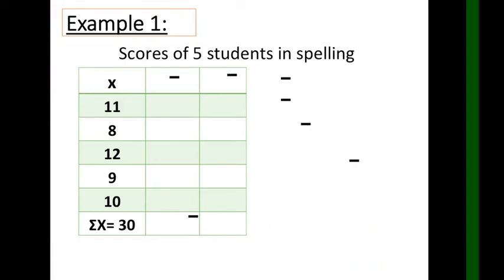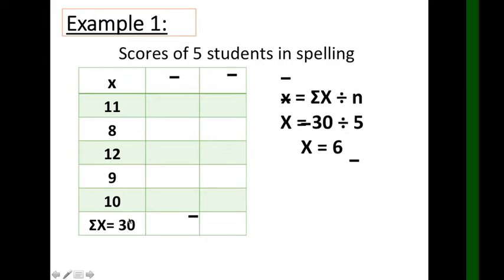So for example, these are the scores of 5 students in spelling. We have 11, 8, 12, 9, and 10. The summation of x is equal to 30. So what is the summation of x? That is the total. So 11 plus 8 plus 12 plus 9 plus 10 is equal to 30.